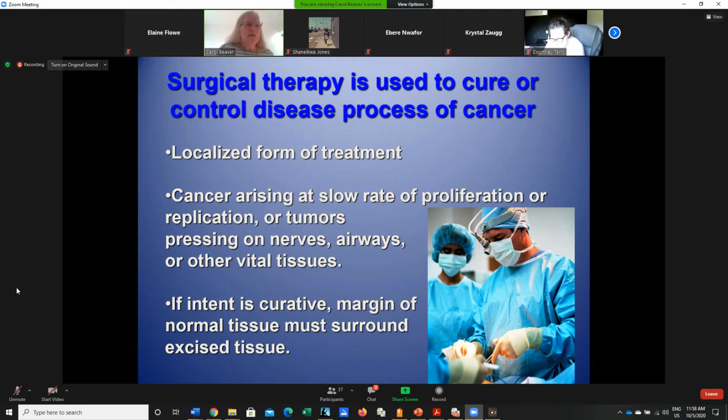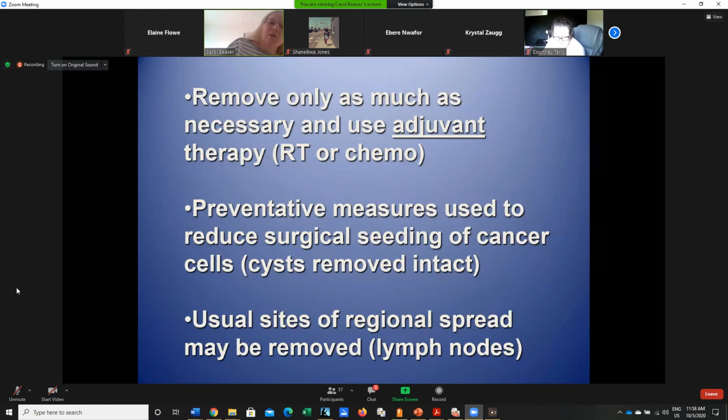He had all these slides about it, and he was very excited to be able to stay in his profession. So you're going to remove only as much as necessary and use adjuvant therapy like radiation or chemotherapy, and preventive measures to reduce the surgical seeding of the cancer cells, like cysts removed intact, like we mentioned before, the seeding. We don't want instruments to carry cancerous cells into other areas of the body. You're going to have to keep switching your scalpels or your other equipment.